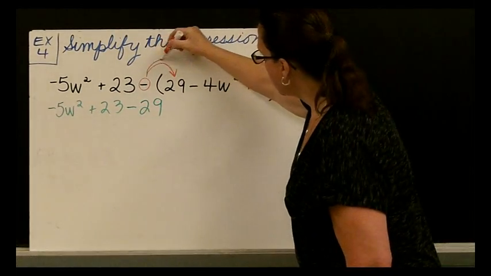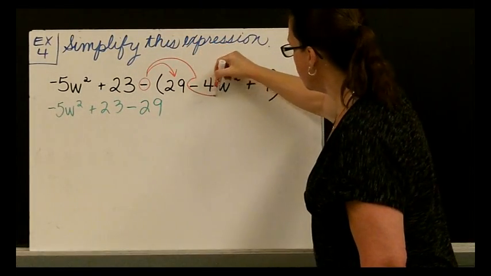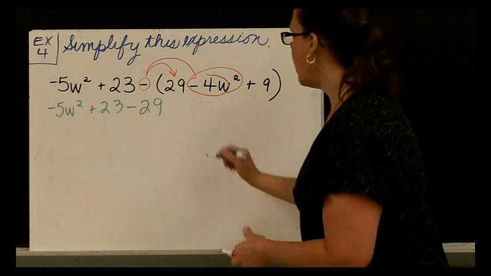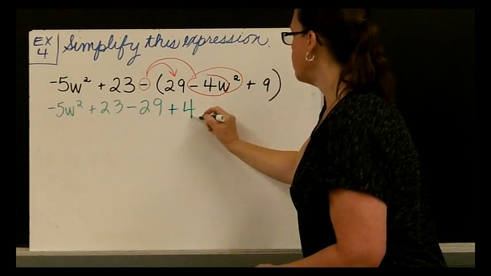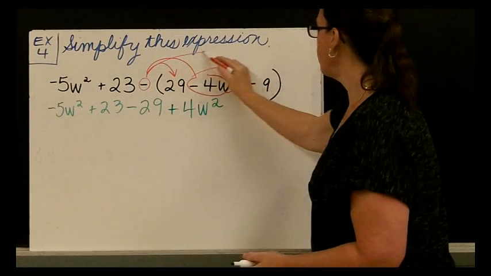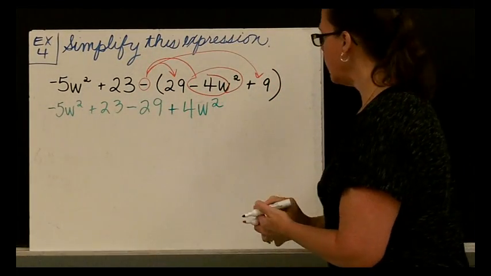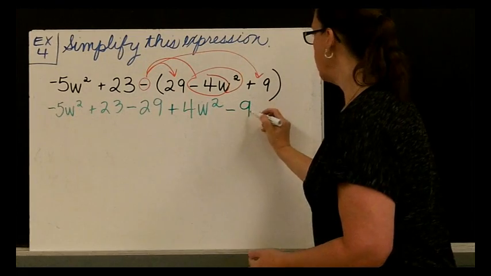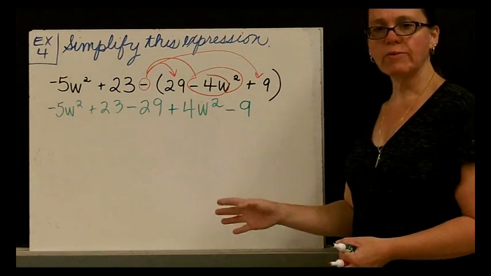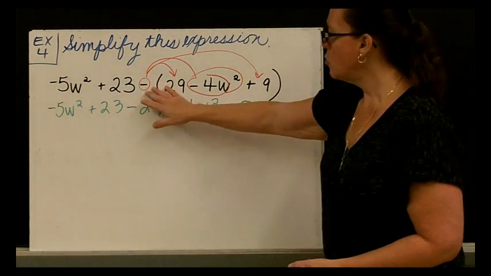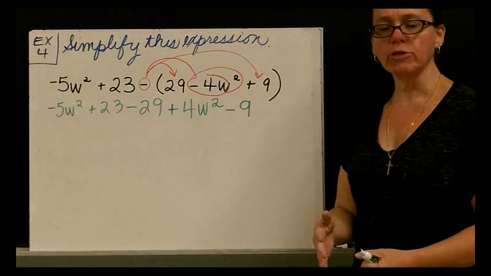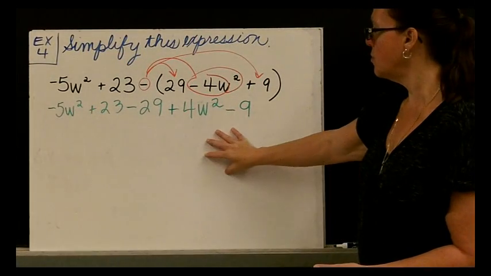The opposite of a negative 4w squared is a positive 4w squared. And the opposite of positive 9 is negative 9. It may look confusing, it's definitely a challenge, but if you draw your helper arrows and circle what you need to, and really take your time, I know that you will be successful.